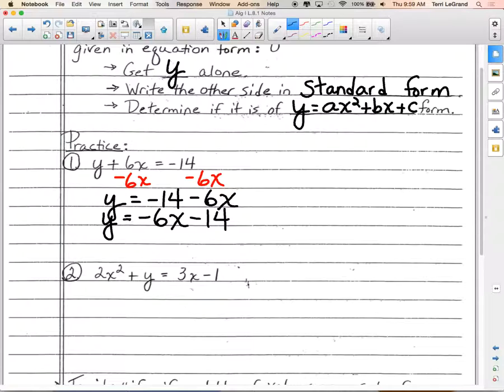Is that quadratic? No, it's not. What is it? In fact, this would be linear. So in other words, it is not quadratic.